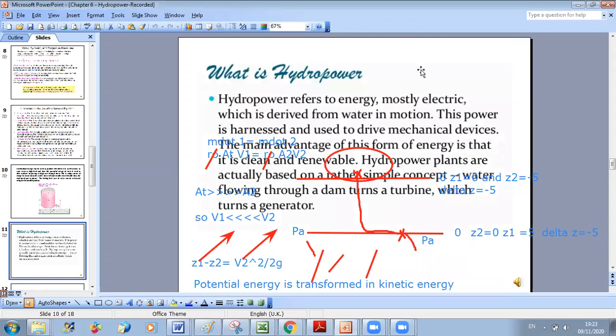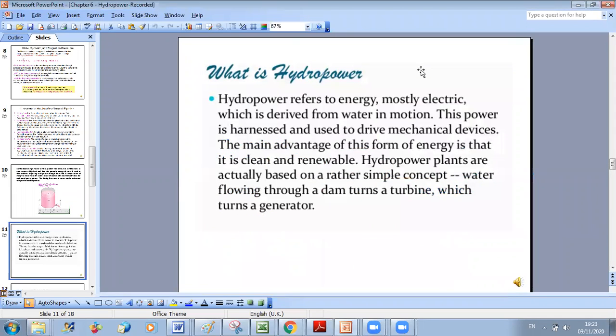So what is hydropower? Hydropower refers to energy, mostly electrical, which is derived from water in motion. This power is harnessed and used to drive mechanical devices. The main advantage of this form of energy is that it is clean and renewable. So here, no pollution, no bad effects as in the case of fossil fuels.